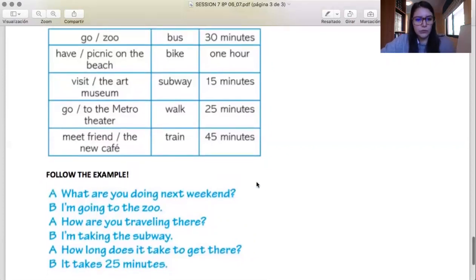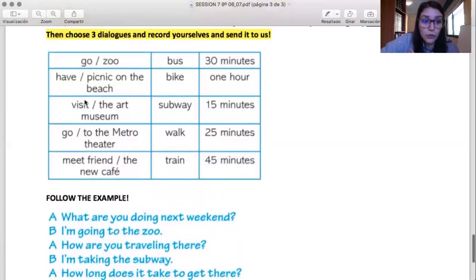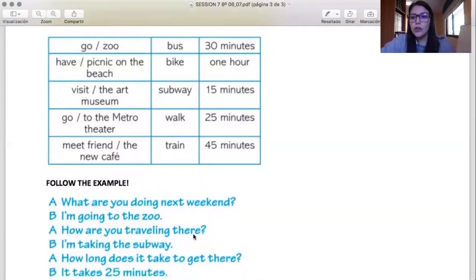Tenemos nuestra pregunta que harás el próximo fin de semana, ¿cierto? I'm going to the zoo, ¿cierto? Si se fijan, aquí tenemos nuestro verbo, ¿cierto? Y aquí el lugar. How are you traveling there? ¿Cómo vas a viajar para allá? ¿Cómo vas a llegar a ese lugar? I'm taking the subway, ¿cierto? Pero aquí tengo diferentes. And then, how long does it take to get there? It takes 25 minutes, ¿cierto? Y aquí tengo la duración del viaje.